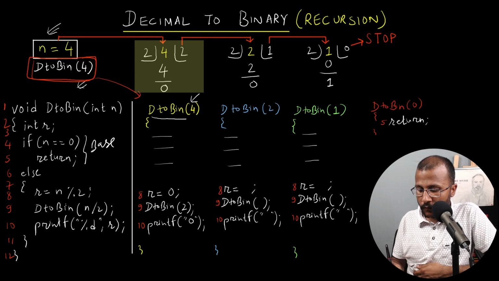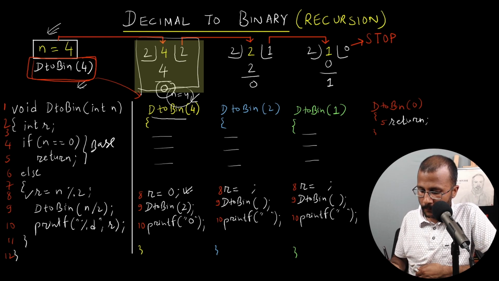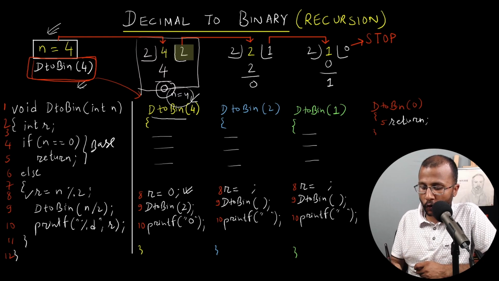So whenever n is 4, in this case n is 4, also represented here. Whenever n is 4, first of all, I'll have to find the remainder, n mod 2. So the remainder is 4 divided by 2, remainder is 0. Then I'll have to call this function decimal to binary passing n by 2. What is n by 2? 4 by 2 is 2. So n by 2 becomes 2.